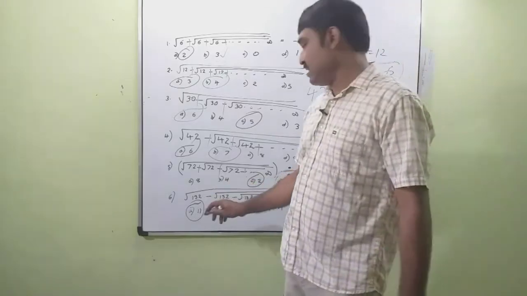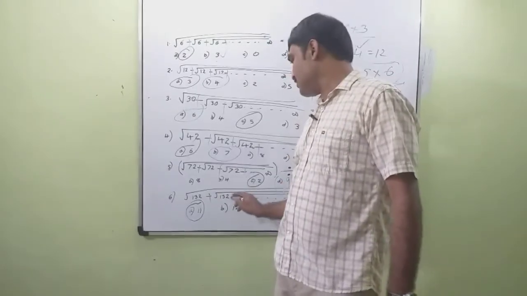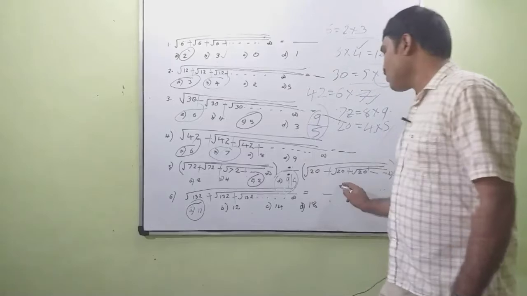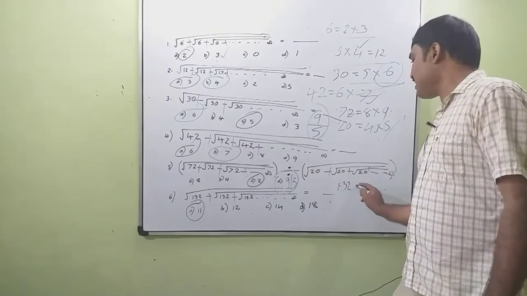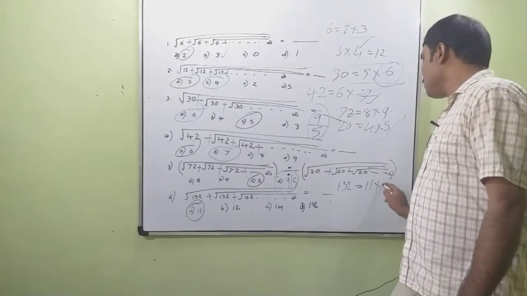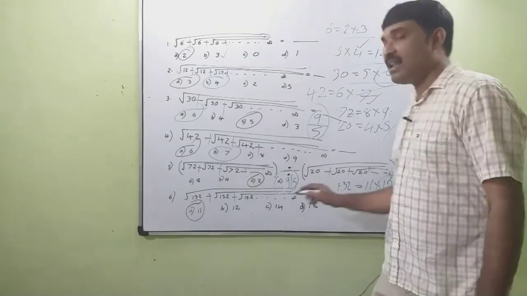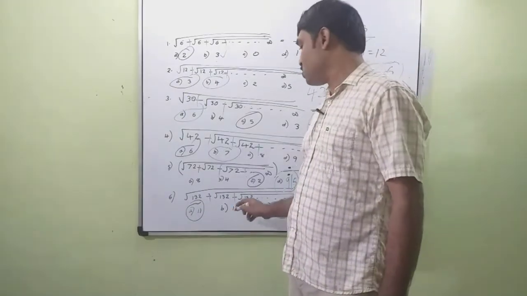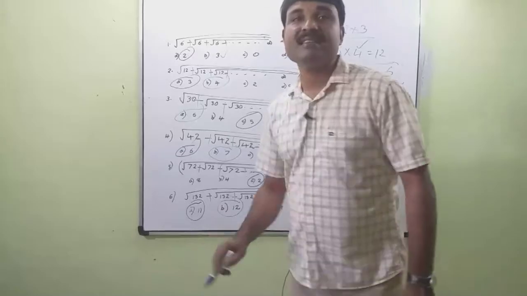Now the last question, the minus is converted to plus. So 132 can be written as 11 into 12. So the answer is the largest of the consecutive numbers, 12. So the correct answer is B.